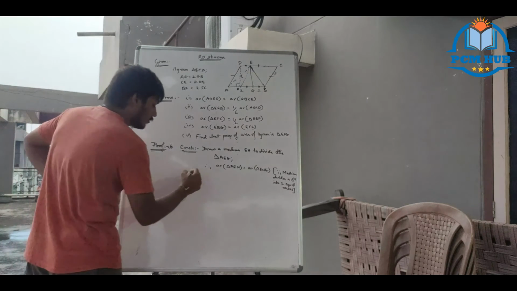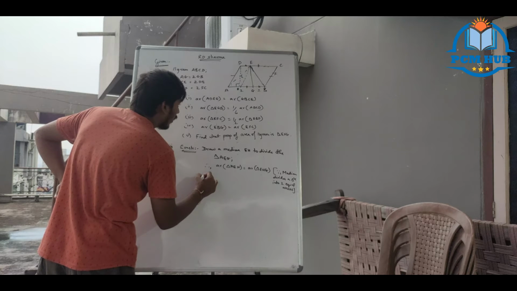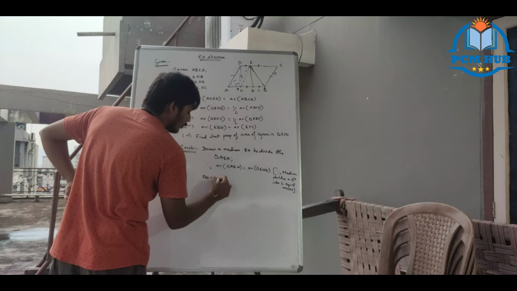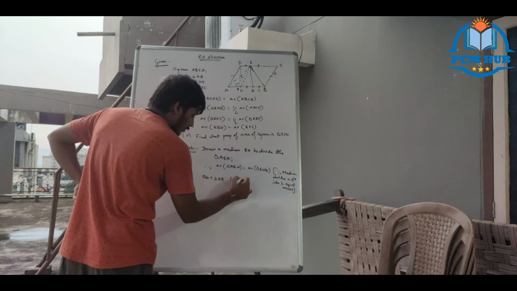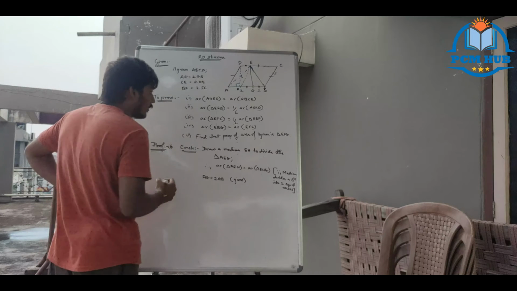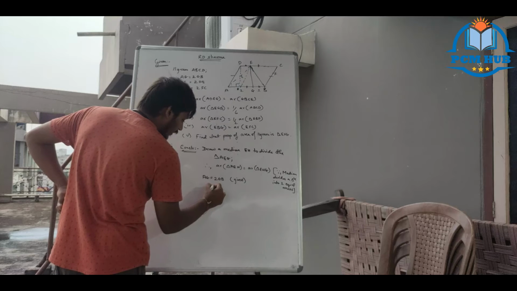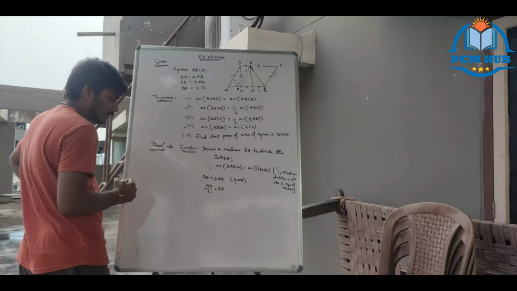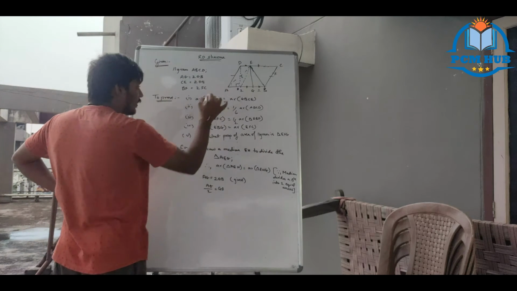Now AG equals 2 GB. This is from the given. Now half of AG, AG by 2, equals GB. You know already. So what is AG by 2? EH is the median, na? Therefore AG by 2 means HG.